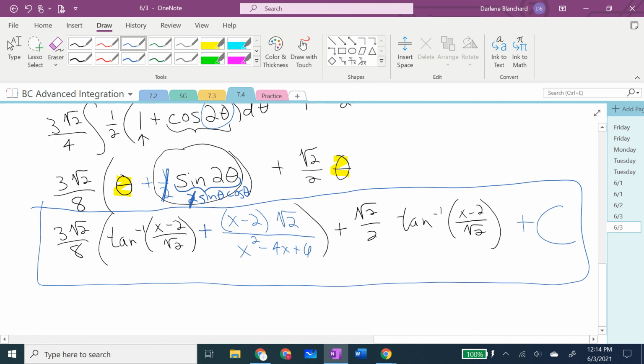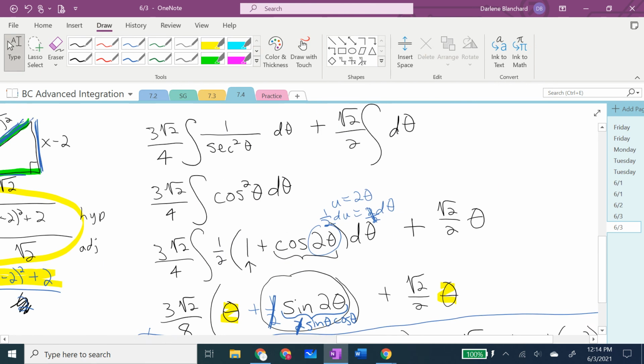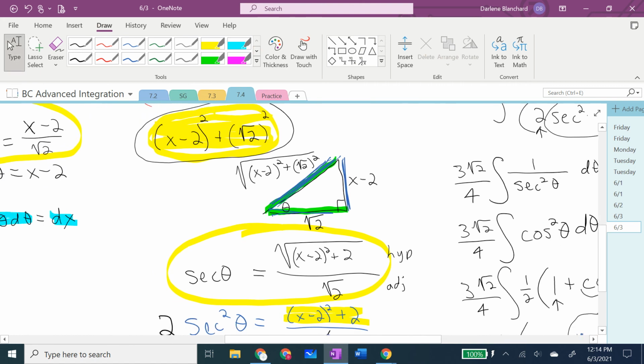Yes. Why are we using the original denominator and not the hypotenuse of the triangle? Yeah, because I felt like it was easier to write it in the quadratic form, but you know, you can write it in either form.